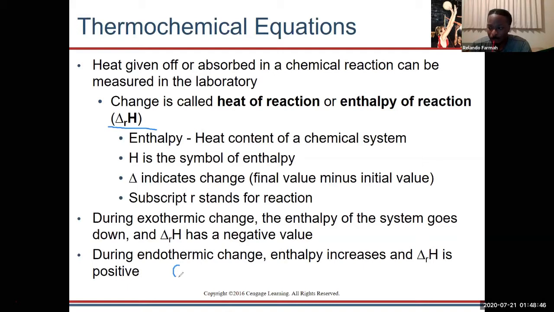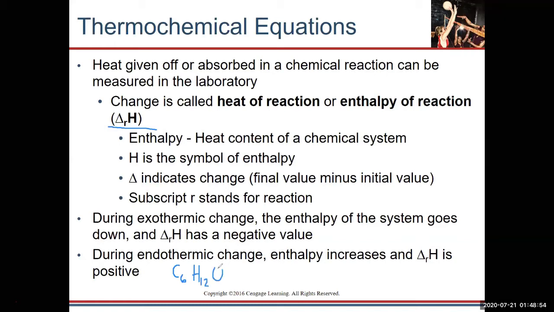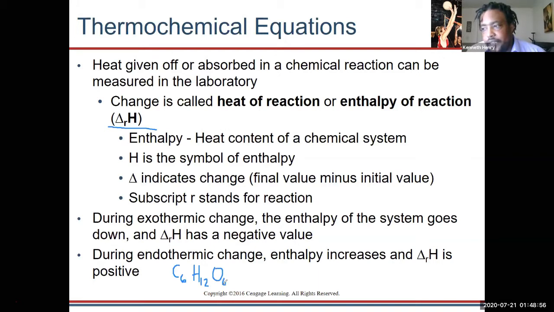C6H12O6. You don't remember anything about that? No, not really. Okay, let me keep going. Plus O2. What am I going to produce? What type of reaction is this?